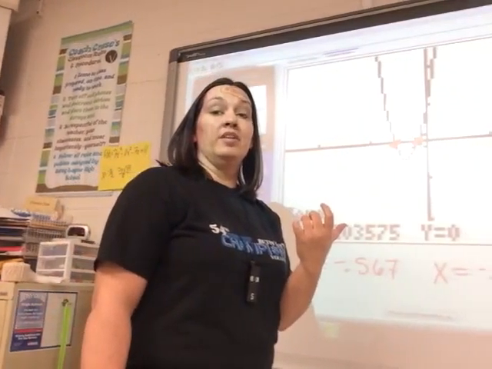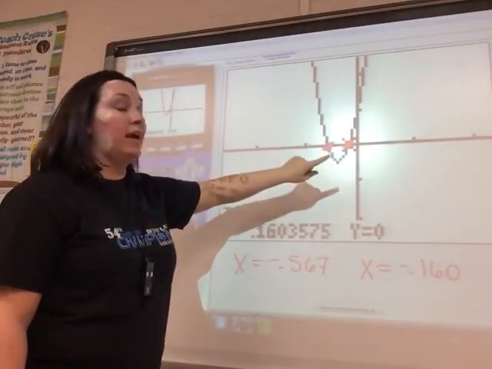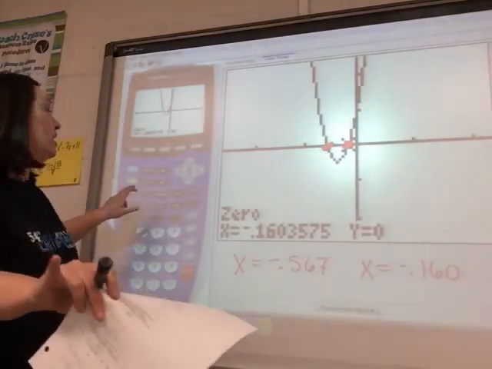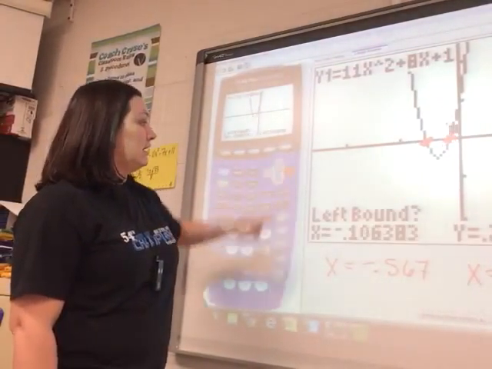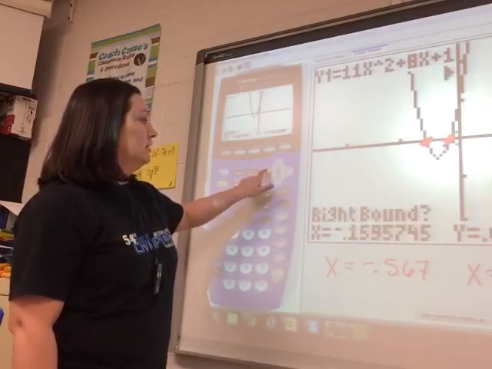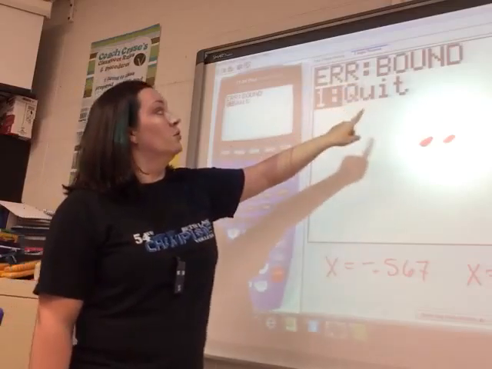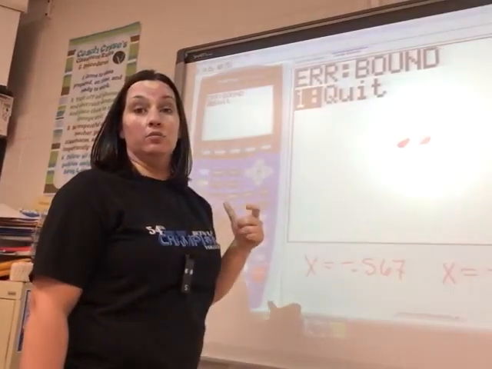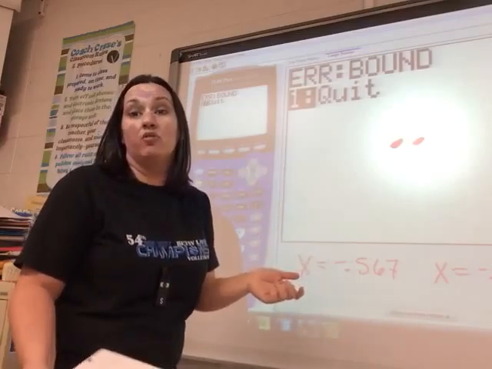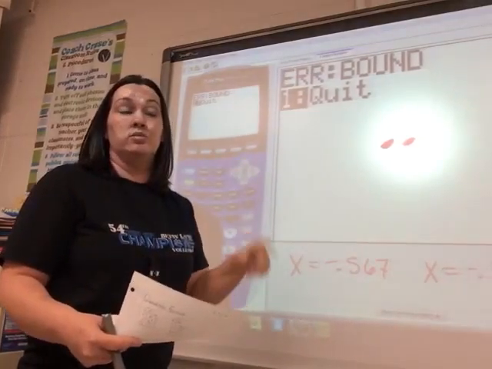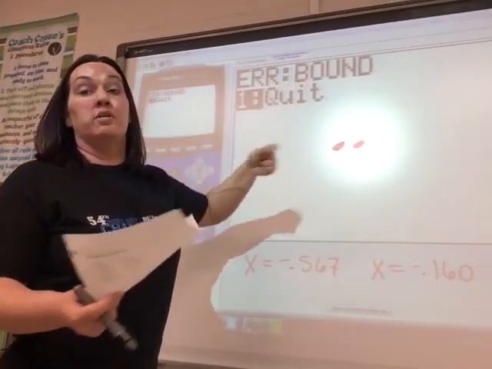Before we go back and compare this algebraically, let's talk about what would happen if you do this and you get an error. I'm going to do this incorrectly and show you a very common error. Let's say I go through my 0 process and I think this is my left side and this is my right side, and then I hit enter. When you see this error right here, it says bound. Anytime it says bound error, that means you got your boundaries mixed up. You mixed up your left and your right side. So just go back and switch them. Okay, so try that. Don't get frustrated. Just realize bound means your boundaries were flipped.